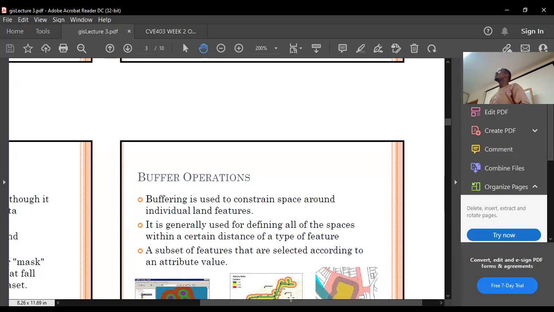Are you with me? It's similar to it, except that usually we keep a constant distance called the buffer distance. Are you with me? All right, great.